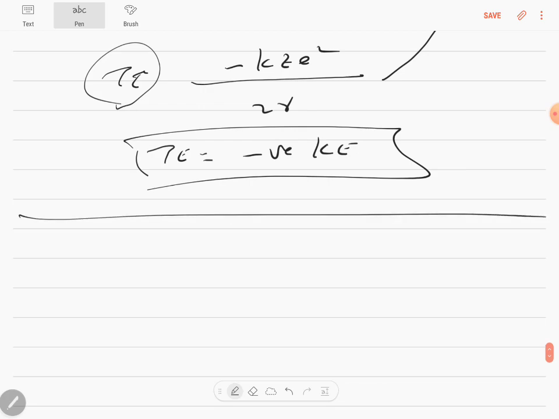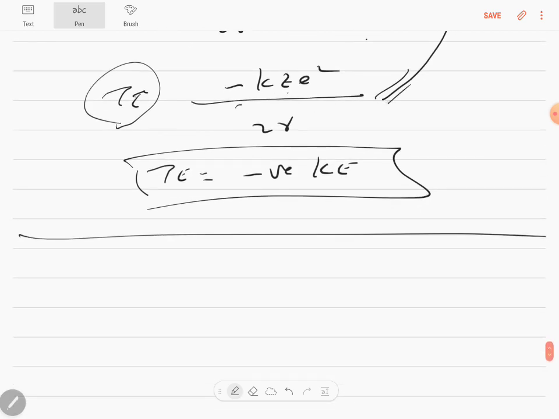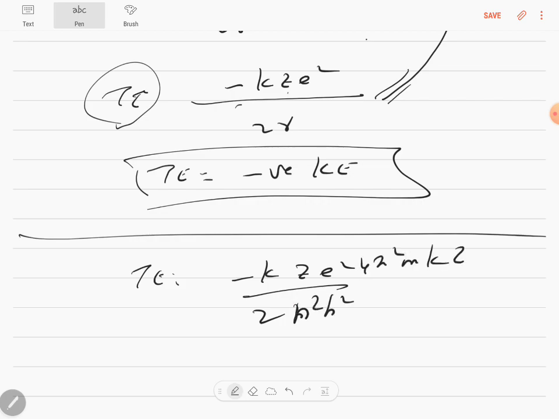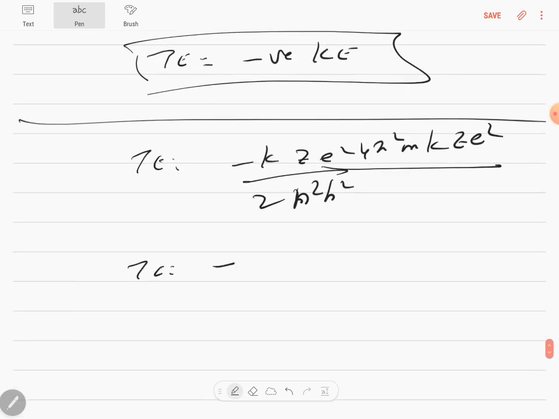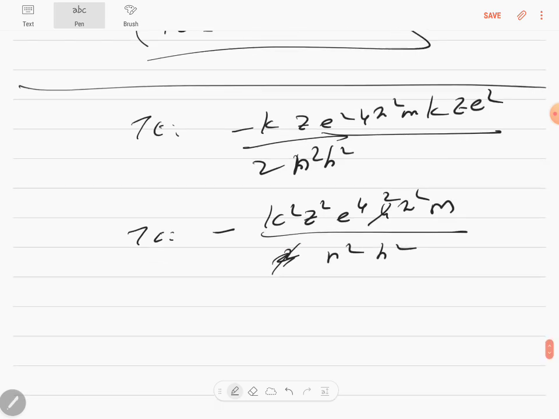Okay, so next, now that we come to energy, what is the total energy? It is minus k z e square by 2r, where r itself is n square h square by 4 pi square m k z e square. You get the total energy's formula to be something like this: minus k square z square e to the power 4, 4 pi square m, consolidated by 2 and 4, n square h square. So the total energy's formula is so much.